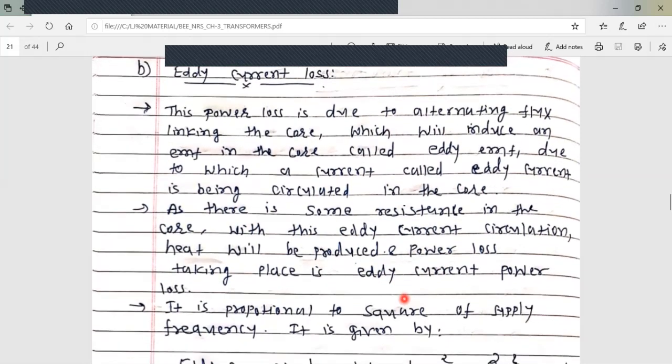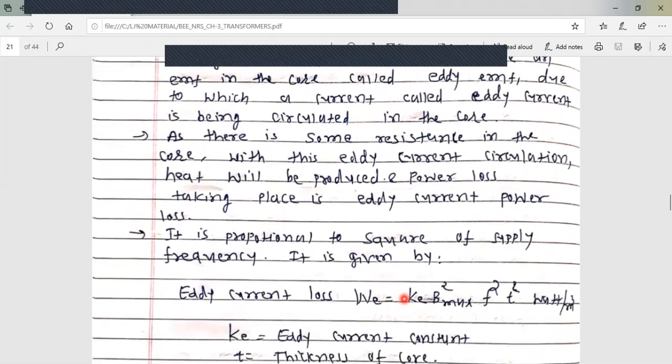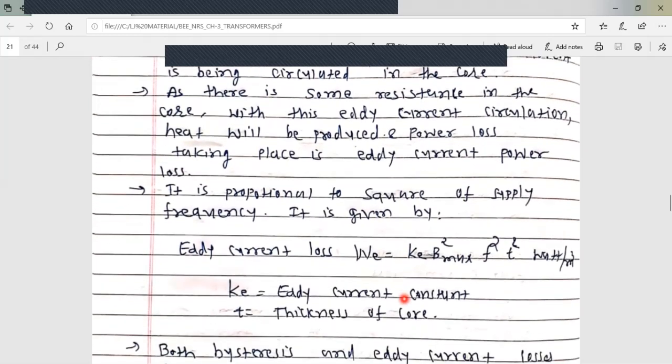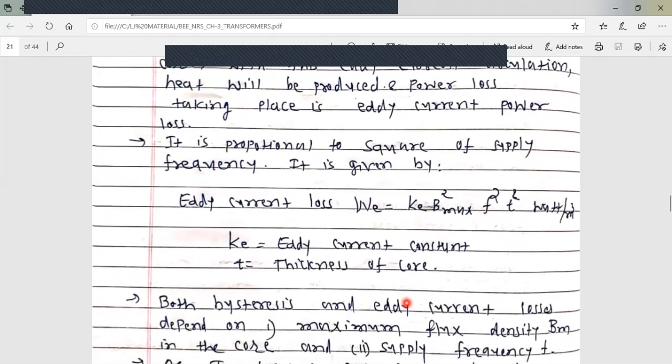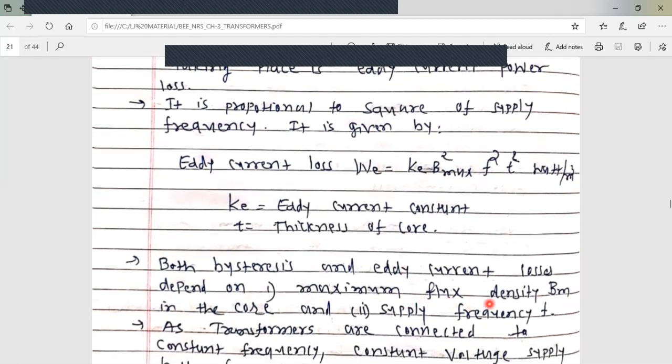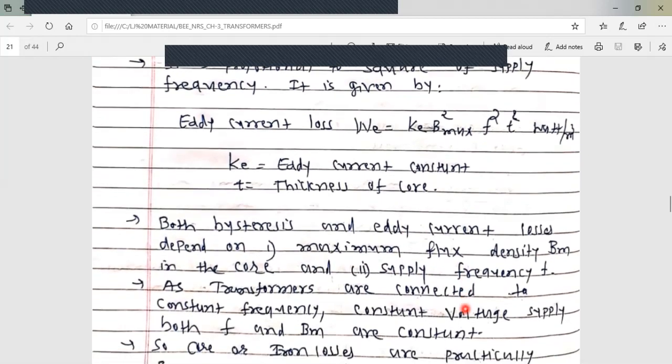It is also proportional to the square of the supply frequency. Here is the equation of eddy current loss: W_e equals K B_max squared F squared T squared. In the same way, B_max is the flux density and F is frequency, but here T is the thickness of the core. So both these losses, hysteresis loss and eddy current loss, depend on the maximum flux density in the core and the supply frequency. These two losses are core losses.